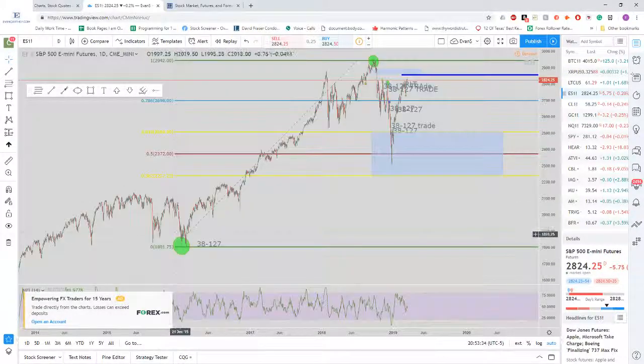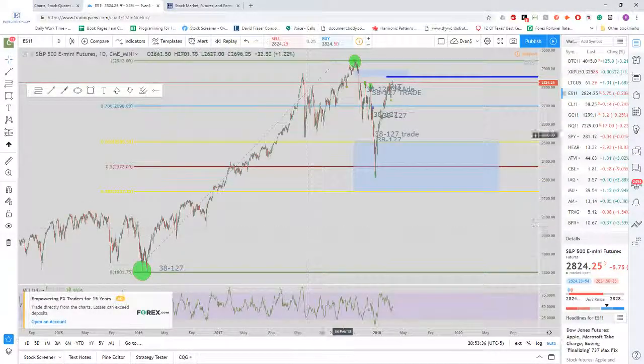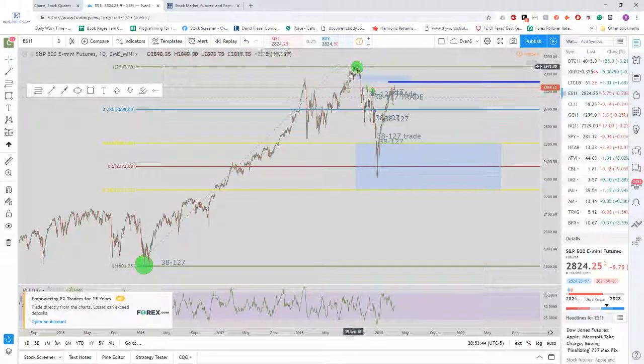But looking at the chart right here, again, this is a daily chart, using this trade setup at 38 to 127. What's happening is, and I'm not going to go over exactly how all these trades work, I went over it in my Forex video that I did last week. So if you want to see exactly the ins and outs of how those setups work, feel free to do that, because I go into pretty good detail.